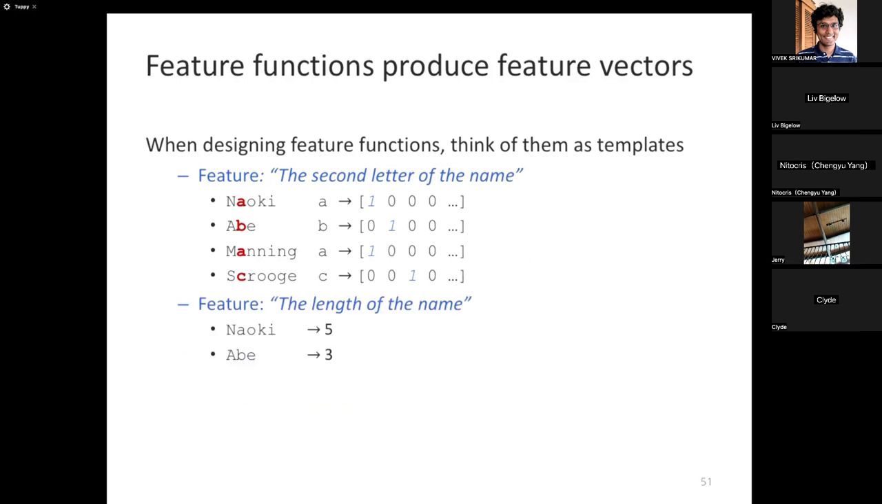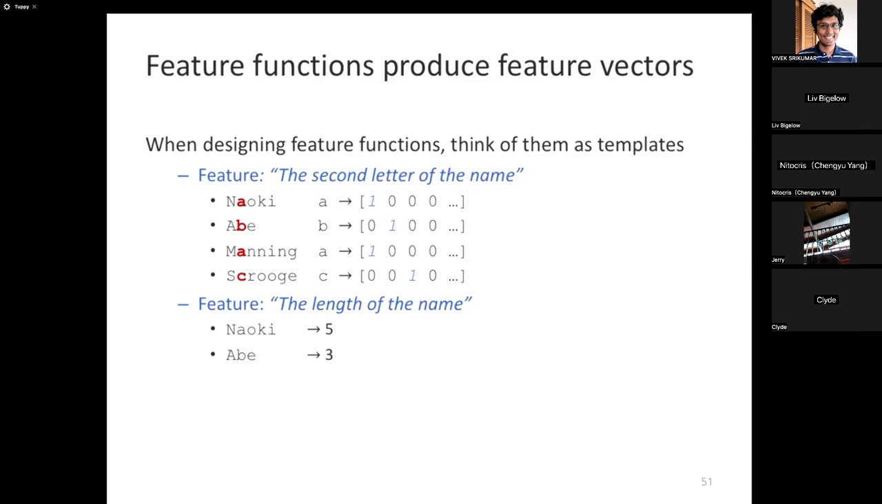Features could also be real valued. So an example is the length of the name. Naoki has five letters. It is a one-dimensional vector. What's a one-dimensional vector? A number. One-dimensional vector is a very complicated way of saying a real number, just a number. So this feature is one-dimensional.